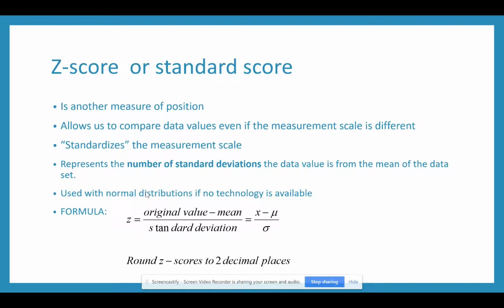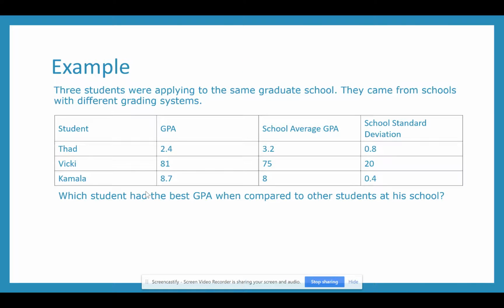Prior to technology, we had to use a table to help us solve problems related to z-scores, and the tables were all rounded to 2 decimal places. Otherwise, you had the privilege of doing calculus, which probably none of you want to do. So we have the benefit of technology nowadays. So let's look at an example of how we can use a z-score.